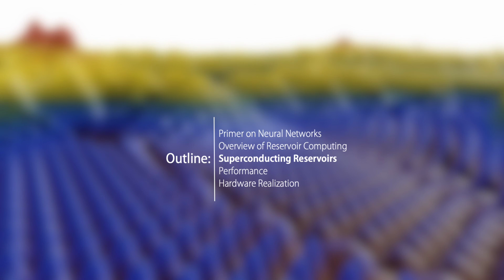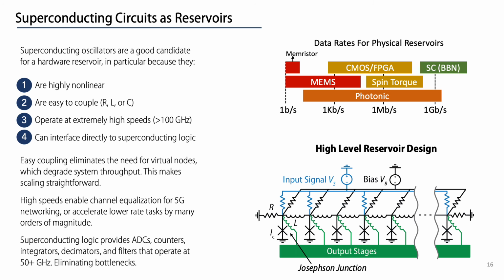Now I'd like to talk about our actual architecture. Our superconducting reservoirs are composed of a large number of superconducting oscillators, arranged as shown on the bottom right side of the slide. We'll go into more details about that later. These sorts of oscillators are very good candidates for hardware reservoir computing for a few reasons. First of all, they're highly nonlinear, and second of all, they're very easy to couple, whether that's resistively, inductively, or capacitively. This easy coupling eliminates the need for using virtual nodes, which can drastically degrade system throughput.